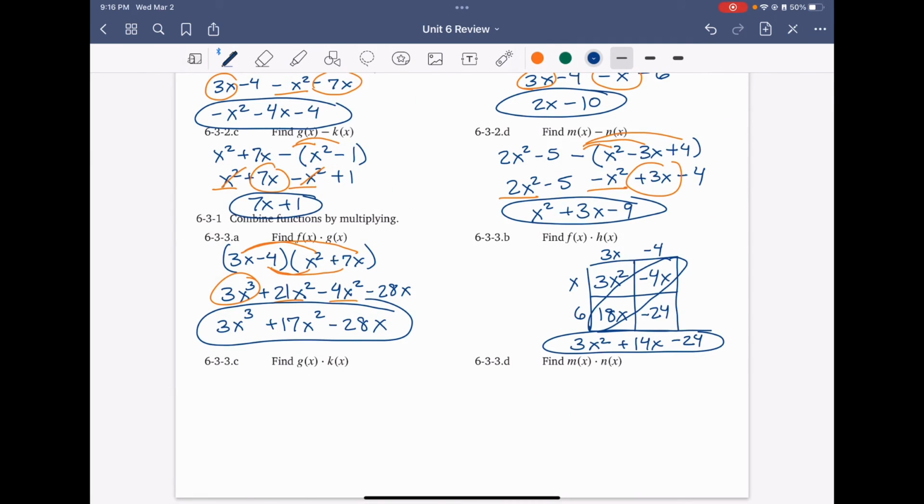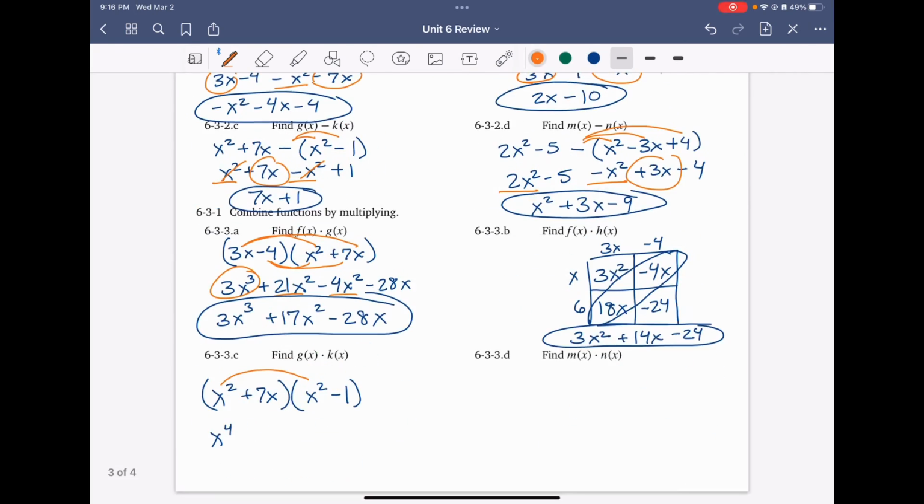All right, I'll do this one FOIL, and then I'll do the last one box again. So g of x times k of x. So g of x is x squared plus 7x, and then we're going to multiply, times k of x, which is, what is k of x again? X squared minus 1. All right. So the first terms, x squared times x squared is x to the 4th. And then the outside terms, x squared times negative 1 is negative x squared.